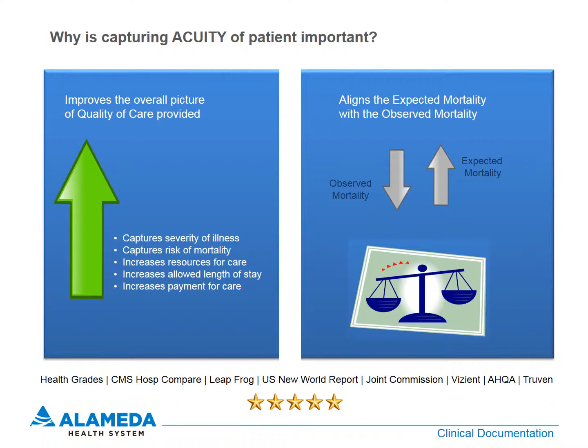So if you look down here, it captures the severity of illness. It also captures the risk of mortality. It also allows us to have increased resources for the care. If a patient has malnutrition or they're obese and we need to bring in a registered dietitian to see the patient, that's a resource. If we don't capture that obesity or that malnutrition and the severity of that, we'll never have the resources to care for them. It also increases the ability for a longer allowed length of stay.